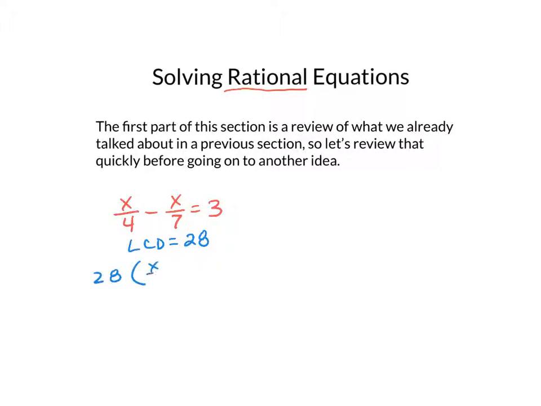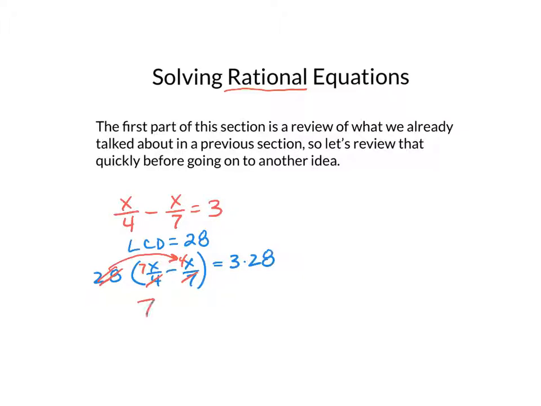So as I write that out, 28 times, in parentheses, x over 4 subtract x over 7. Remember that you do need to multiply both sides by 28. Then I'm going to multiply 28 by everything that's inside the parentheses. The 28 and the 4 cancel out, leaving me a 7. But now, remember, I also need to multiply the 28 times the x over 7. So once again, the 28 and the 7 cancel out, leaving me a 4.